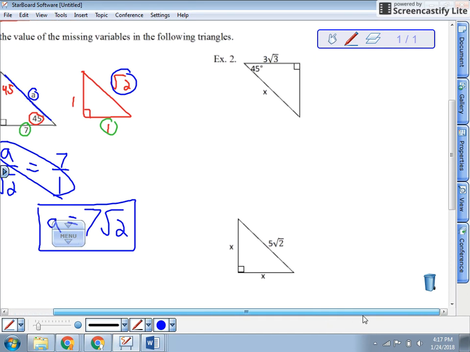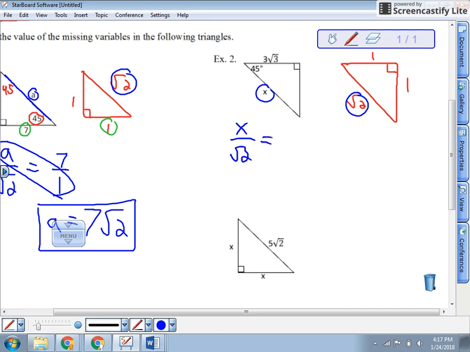Let's take a look at 2 more examples. First thing again, I'm going to redraw it every time, and I'm going to show you that you can even redraw it with the same orientation. So 1, 1, root 2, and I'll put the little 90 here so you can see it. So here's our x. It's the hypotenuse again. So I'm going to compare it to the hypotenuse on this side. So x is to root 2 equals, now they gave us this value, 3 root 3. That compares to 1 on this side. So 3 root 3 over 1. Again, I'm comparing the triangle left to right: leg to leg, hypotenuse to hypotenuse.